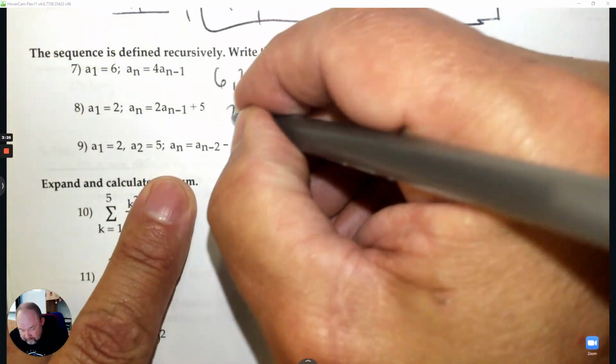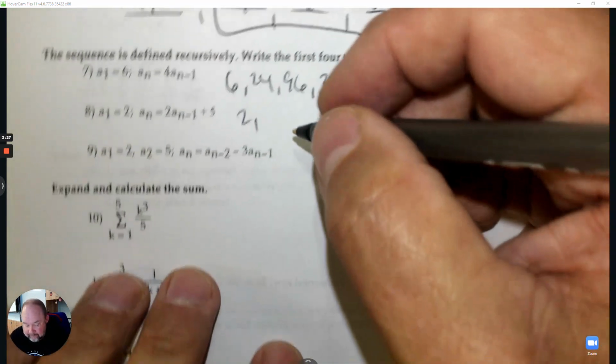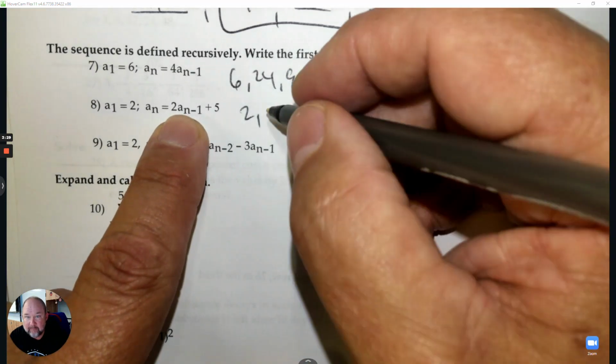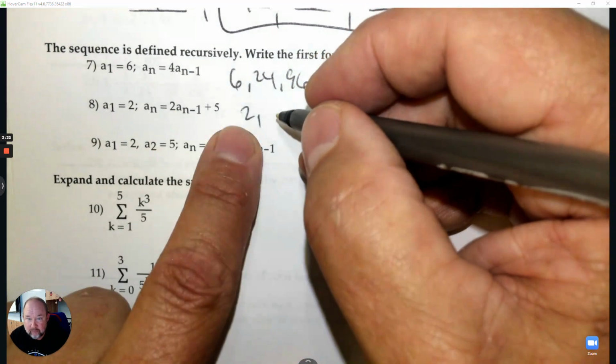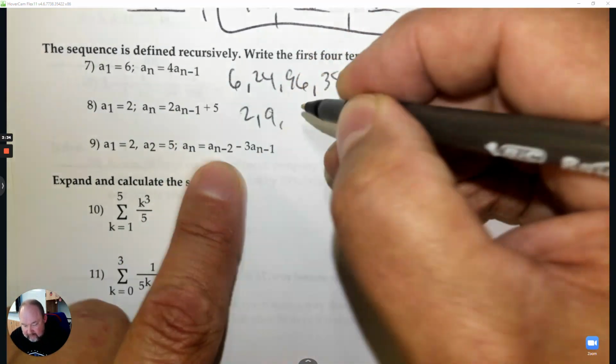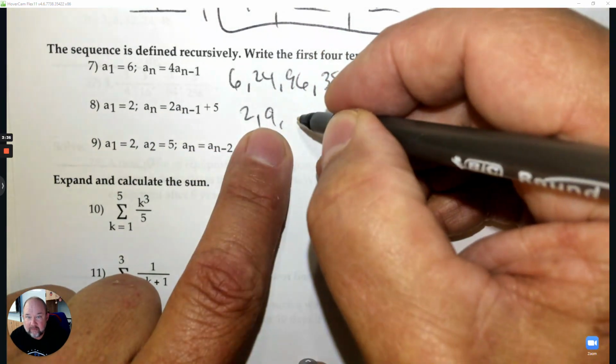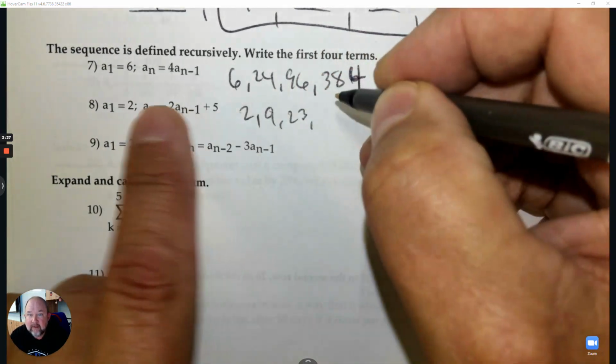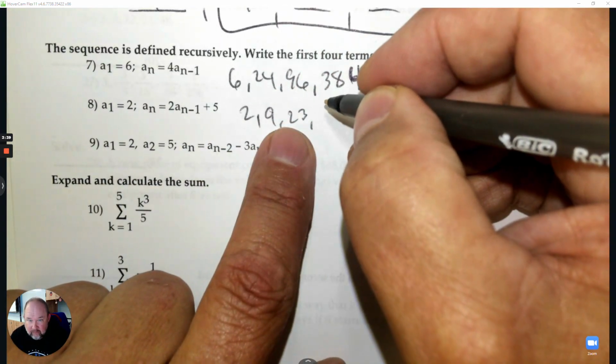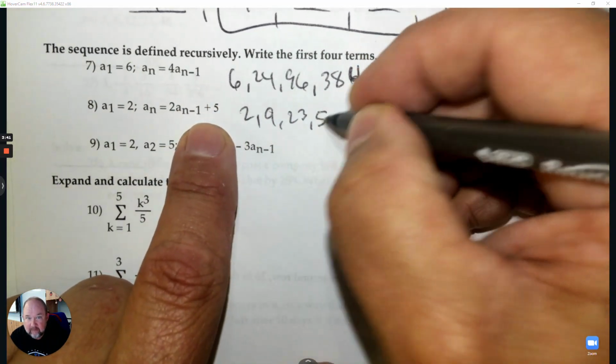A1 is 2. And then it says multiply it by 2 and add 5. So 2 times 2 is 4 plus 5, that's 9. Then 2 times 9 is 18 plus 5. And then 2 times 23, that's 46 plus 5.